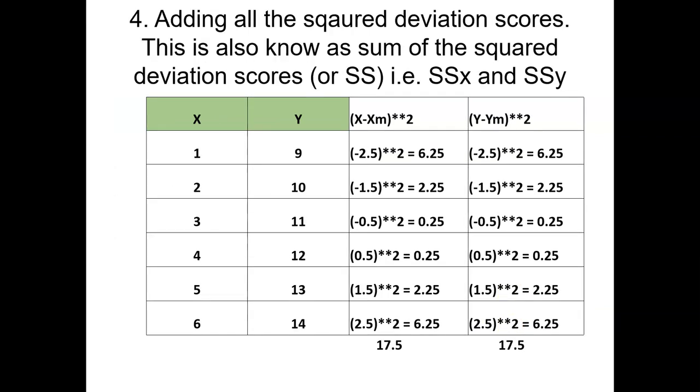Now moving on to the fourth step, after squaring the deviation scores, I'm totaling them up. I'm summing them up for each variable, that is x and y, and I get 17.5. It is nothing but the summation of the squared deviation scores that we just calculated. In statistics naming convention, we also name it as SSX for the x variable and SSY for the y variable.